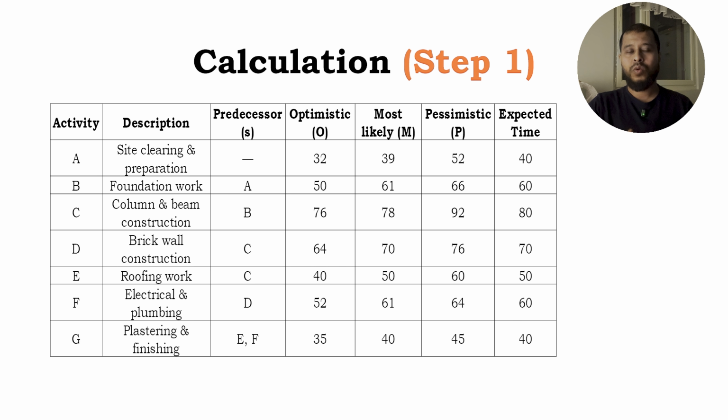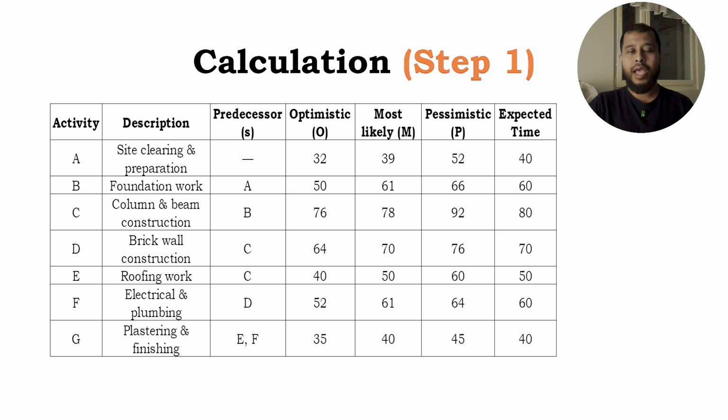Step 1. Calculate the expected time for each activity. The formula is simple, as I have said earlier. Expected time equals optimistic plus 4 times most likely plus pessimistic, divided by 6.